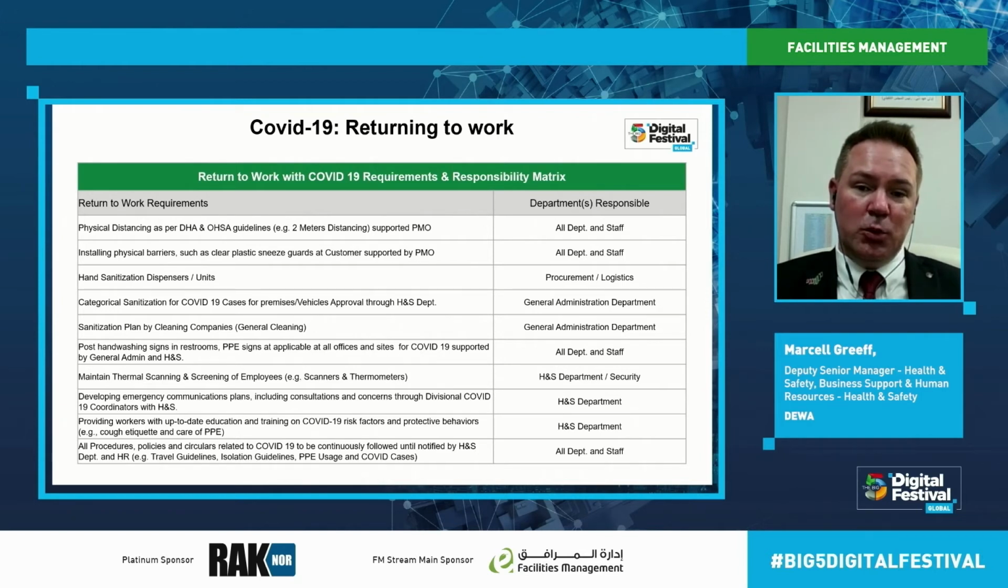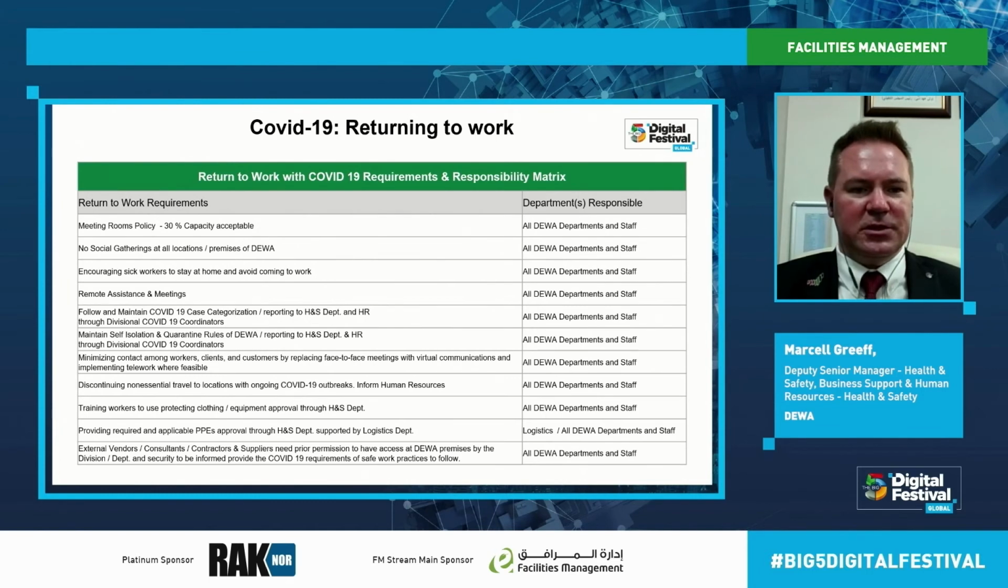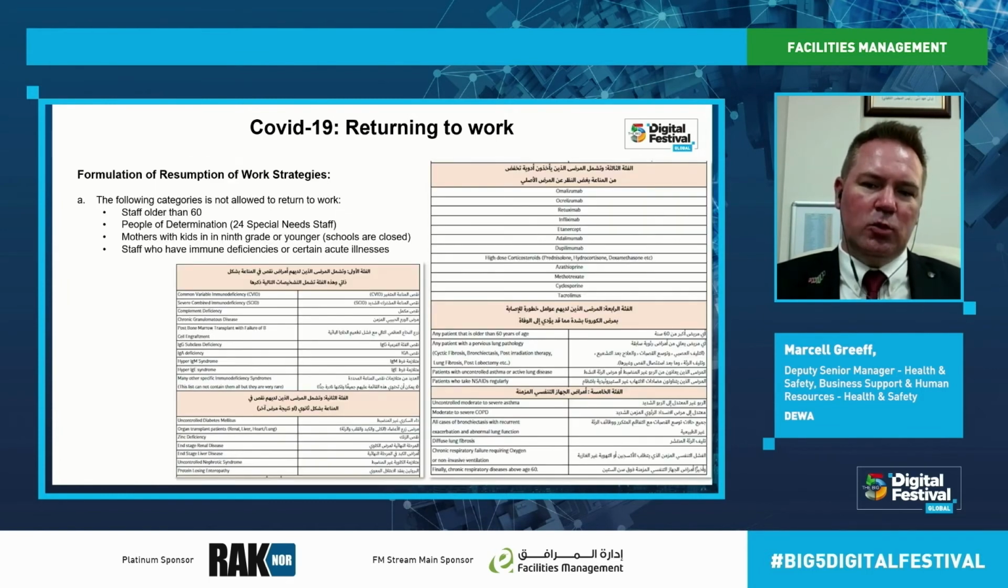This list here was specifically designed internally to make sure that all the requirements are met. This is the actual list that DEWA has given to all its departments to roll out. This list includes the requirements with the department that's responsible. As you can see there, for example, who is responsible for the hand sanitizers, who's responsible for the actual sanitization plan, who's responsible for the physical distancing, the remote attendance of meetings, training workers, and so on.